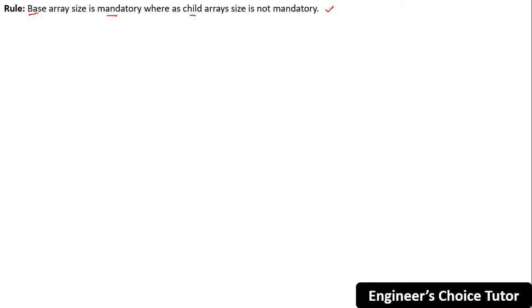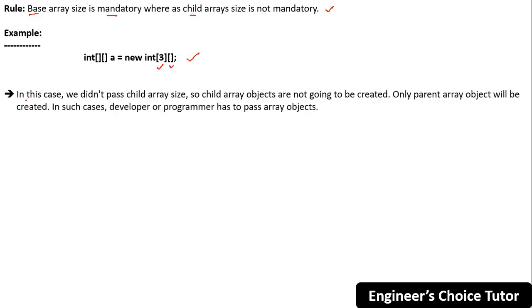For example, let me show you the example. This is one example, okay, where I have specified the parent size, but I have not specified the child array size here. See, it is blank. So this is 100% valid, no issue at all. In this case, we didn't pass the child array size, right? So child array objects are not going to be created. Only the parent array object will be created in this case.